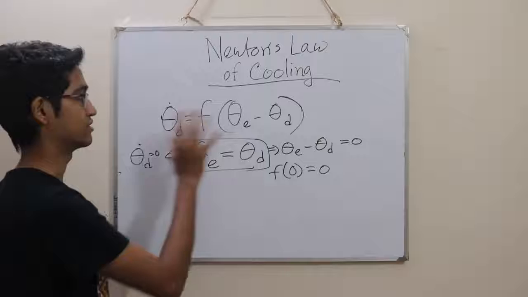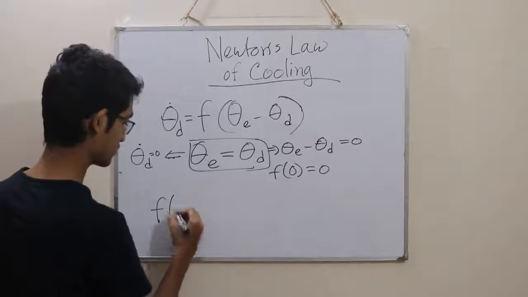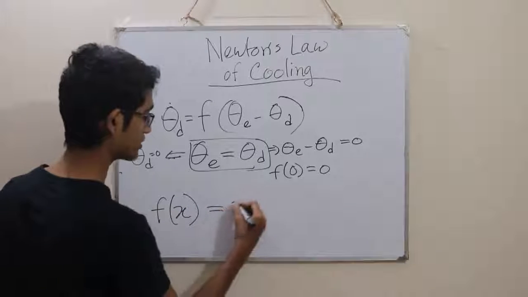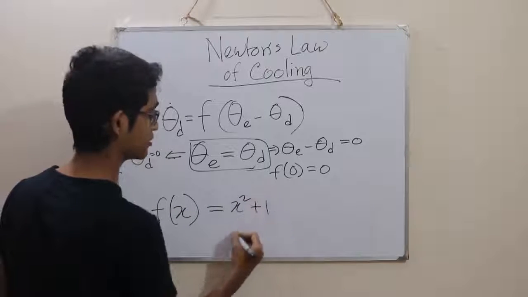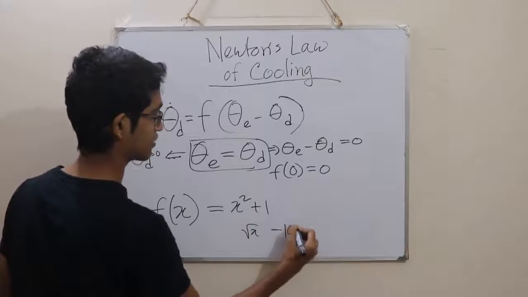We do not know any kind of actual representation of this function. We just know this. What I am trying to say is that we know that a function is dependent on x, so we only know f of x. We do not know whether it is x squared plus 1 or whether it is root over x minus 101.